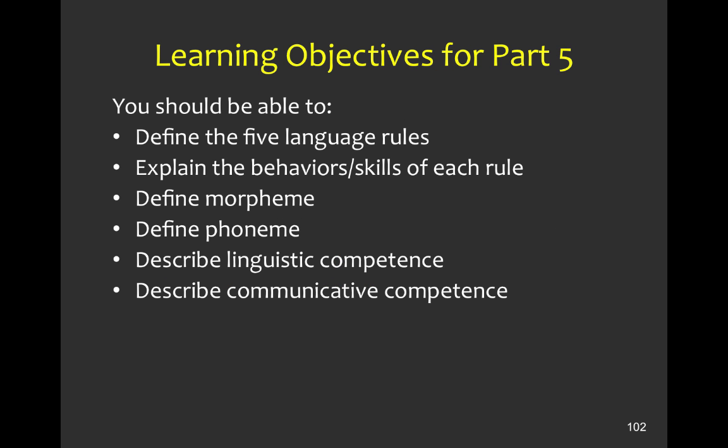So we are now at the end of Unit 1, Part 5, and you should now be able to answer the following learning objectives for Part 5. You should be able to define the 5 language rules. You should be able to explain behaviors and skills that are subsumed under each rule. You should be able to define morpheme, define phoneme, define linguistic competence, and define communicative competence.